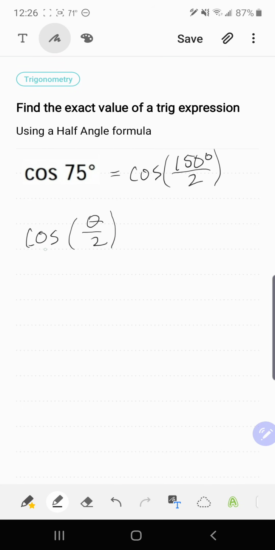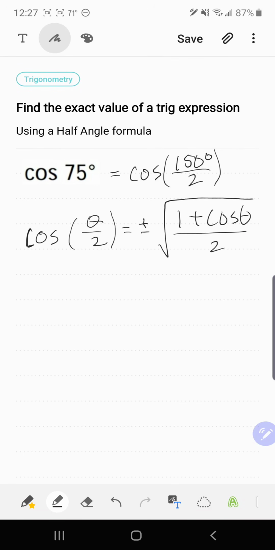This is going to be the half angle formula for cosine. And so we're going to either need to look that up or have that memorized. And it just so happens that the cosine of theta over 2 is plus or minus the square root of 1 plus cosine theta over 2.